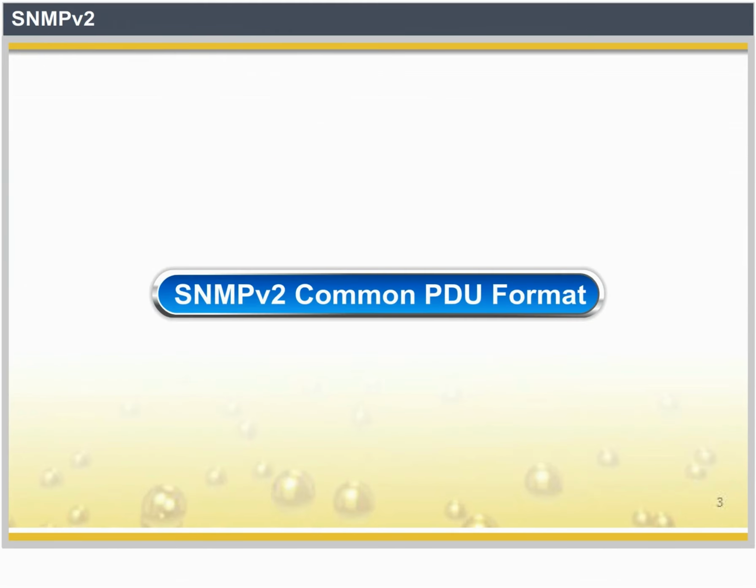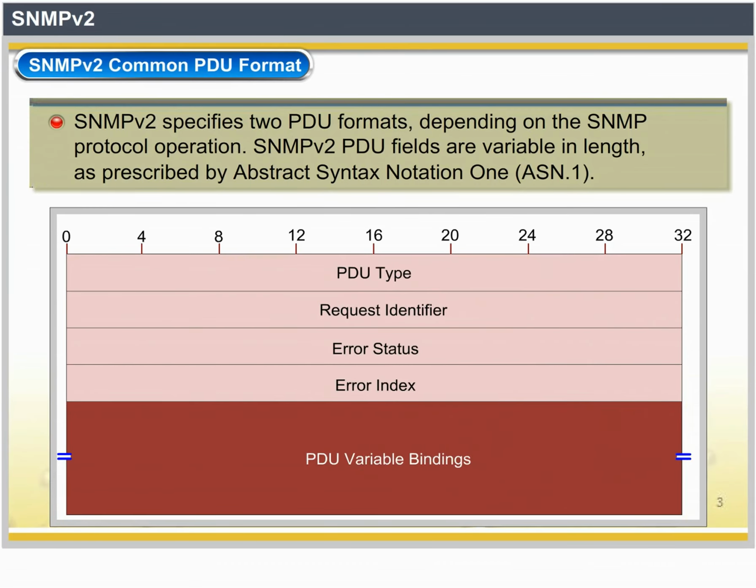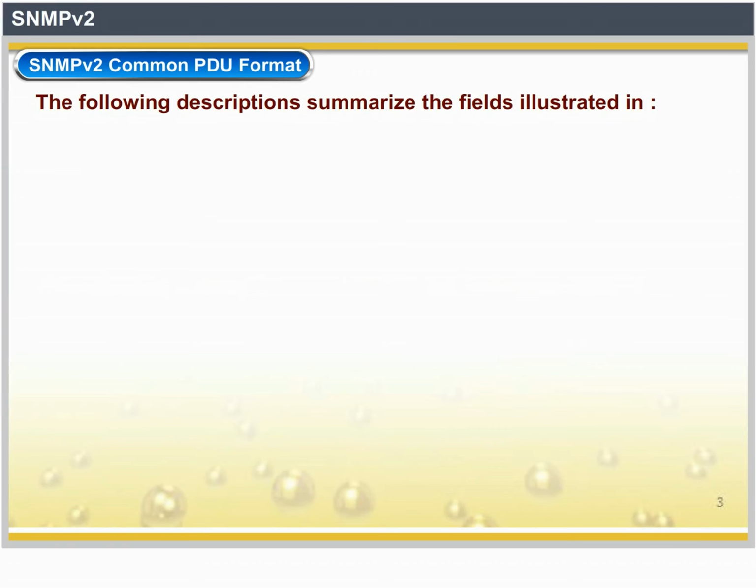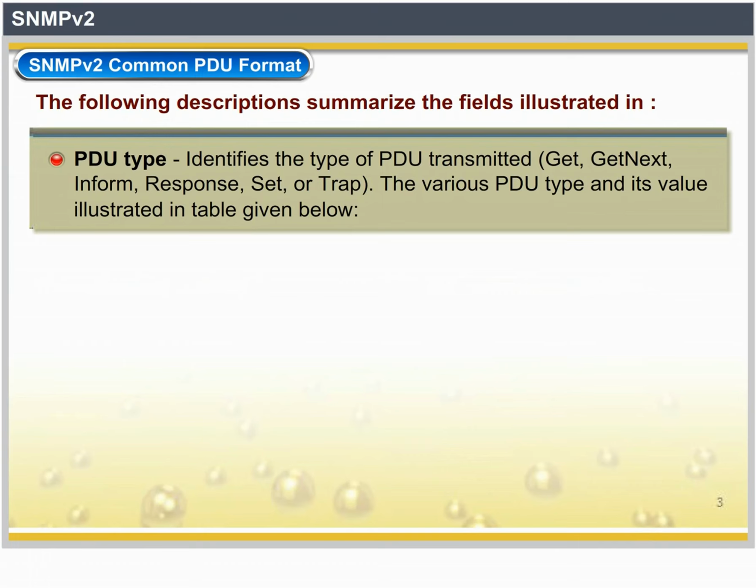SNMP v2 common PDU format. SNMP v2 specifies two PDU formats depending on the SNMP protocol operation. SNMP v2 PDU fields are variable in length as prescribed by Abstract Syntax Notation 1, or ASN.1. The following descriptions summarize the fields illustrated. PDU type identifies the type of PDU transmitted, that is, get next, inform, response, set or trap. The various PDU types and their values are illustrated in the table given below.